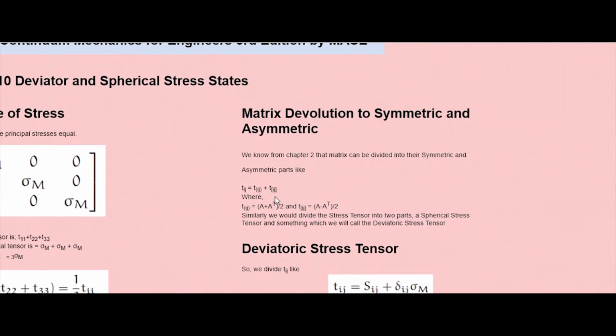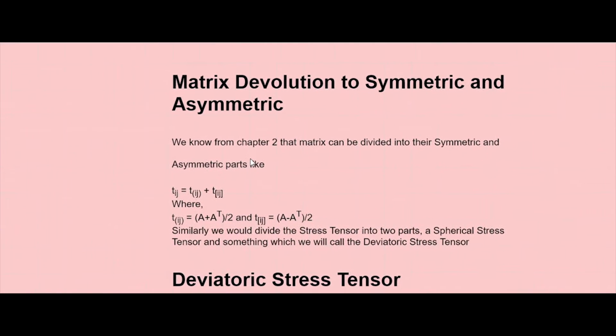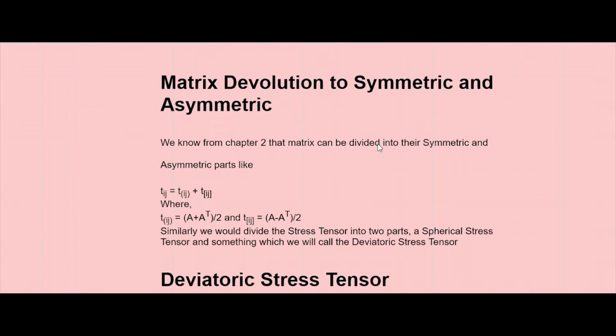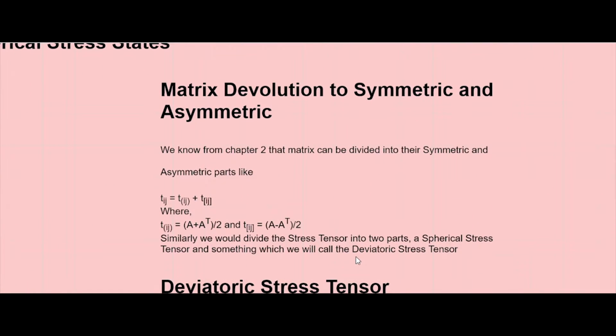Next up, we have a concept that the stress tensor, or any second order tensor, can be divided into components as per our whims and wishes. We can divide a normal matrix into its symmetrical and asymmetrical part as per these formulas. Similarly, we have decided to divide the stress tensor into two components. One of these is the spherical state of stress that we have defined, and whatever is left is called the deviatoric stress tensor.